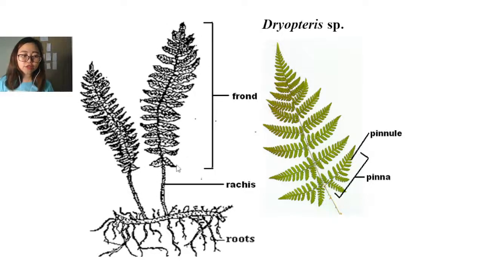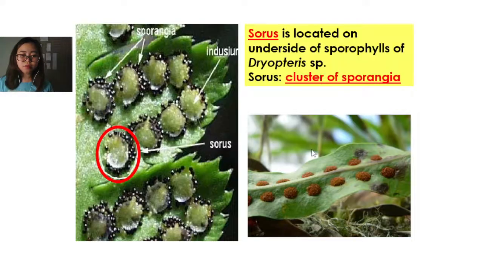Okay, in the frond, you can divide it into pinna, and the smaller parts are called pinnules. Perlu hafal? Tidak perlu hafal. Just untuk pengetahuan kamu sahaja.